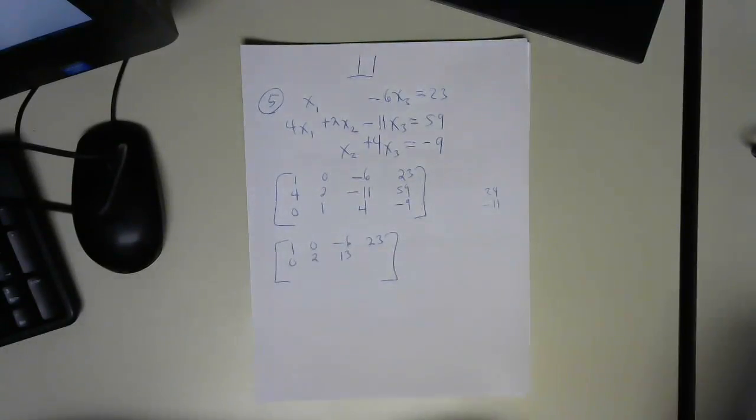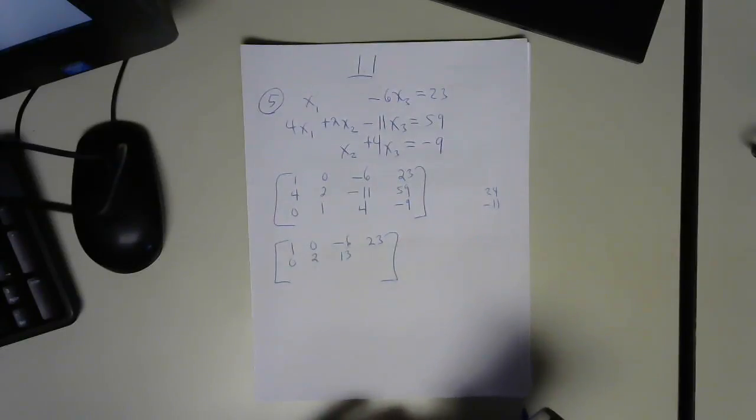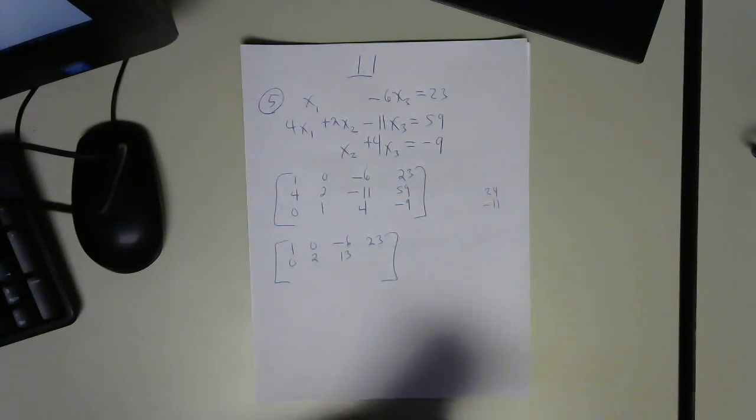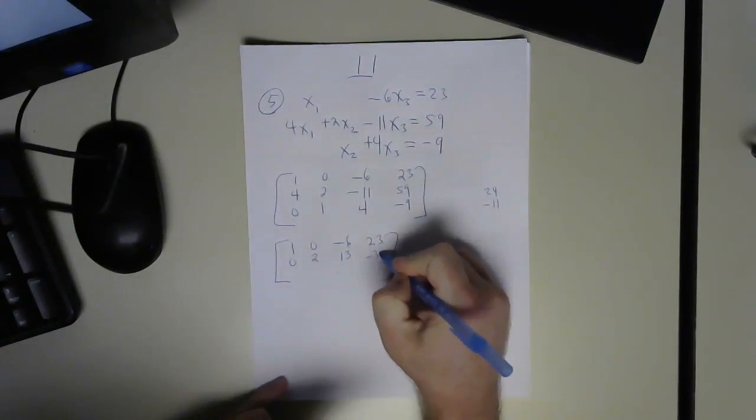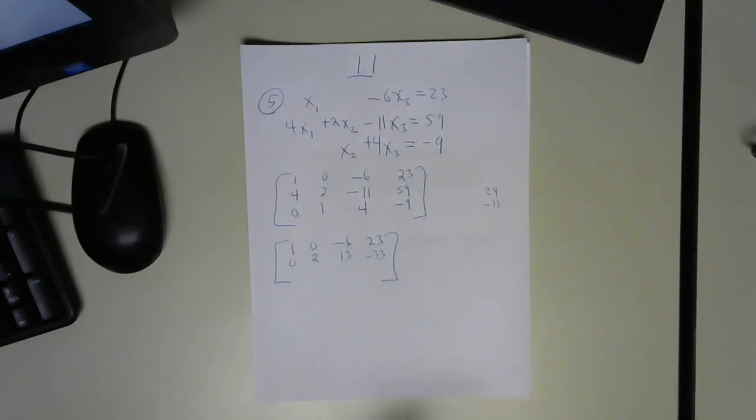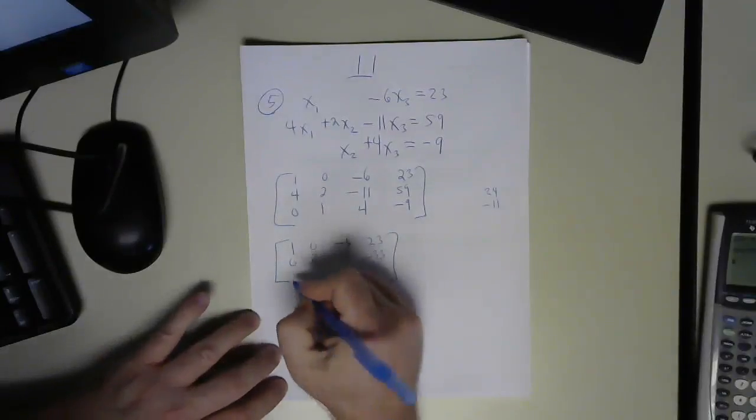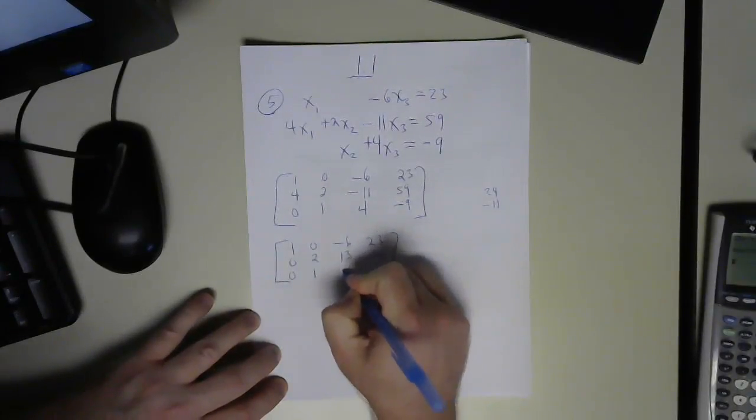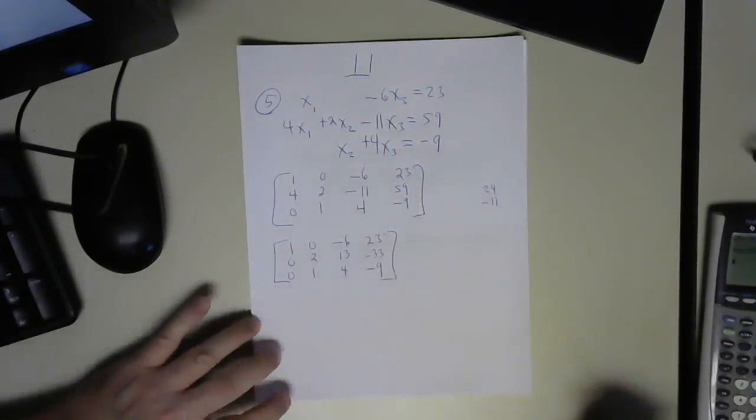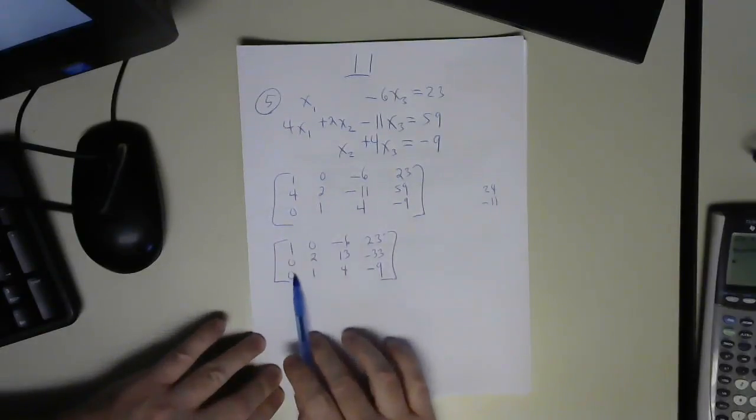And let me see, I need a calculator for some of this. 23 times -4 is -92, and I'm going to add that to 59. That'll be -33. Okay, and we'll just recopy the last row. All right, so it looks like that first column is finished.